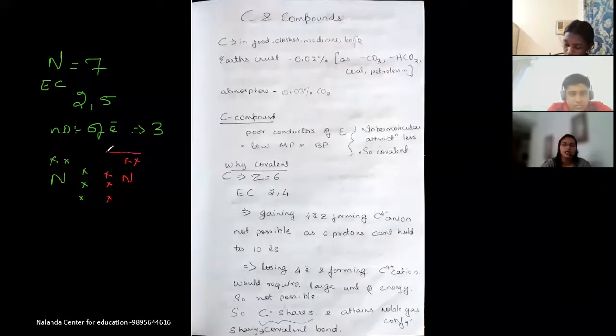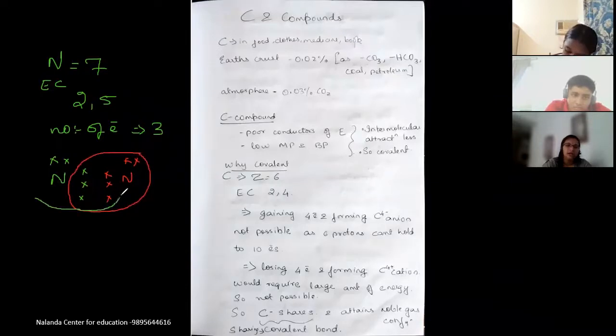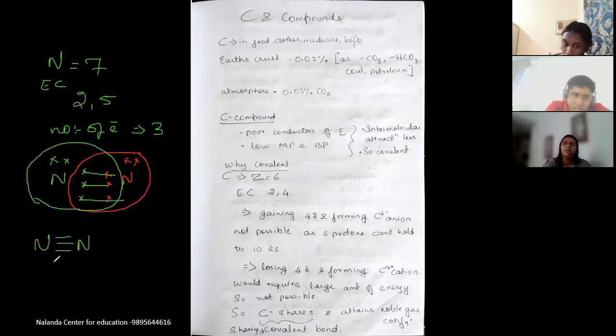So what does this nitrogen do? It extends its attraction to the other 3 electrons of the other nitrogen. This particular nitrogen also is going to extend its attraction to the next 3 electrons of the red nitrogen. Now they are sharing 3 pairs of electrons, so they are going to form a triple bond. All right. So now they are forming covalent bonds with each other.